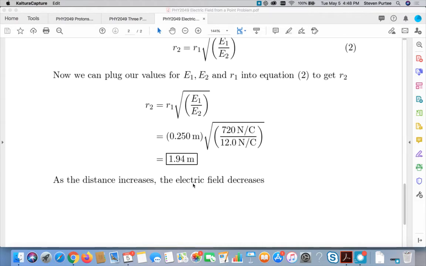So remember, with electric field from point charges, the field drops off like 1 over r squared. If you go twice the distance, you get 1/4 the electric field.